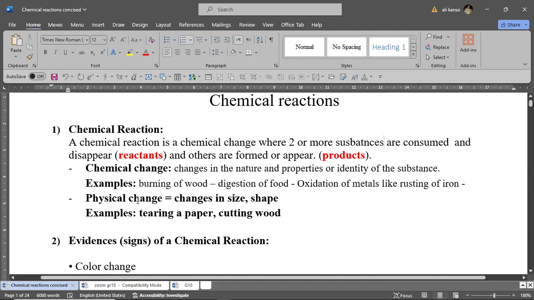While the physical change involves only changes in size and in shape. For example, tearing: if you tear a paper into two pieces, they will not be different in properties. Both will be papers. Cutting wood: if you cut a piece of wood into two pieces, nothing will be different.